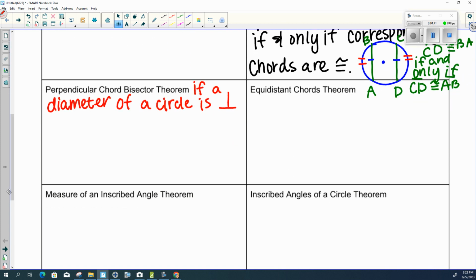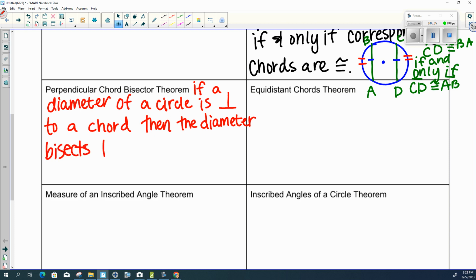Okay, coming back. If the diameter of a circle is perpendicular to a chord, then the diameter bisects the chord and its arc. So take time, if you have to push pause, take time to write that down. And then again, I hope you have more room than I do.